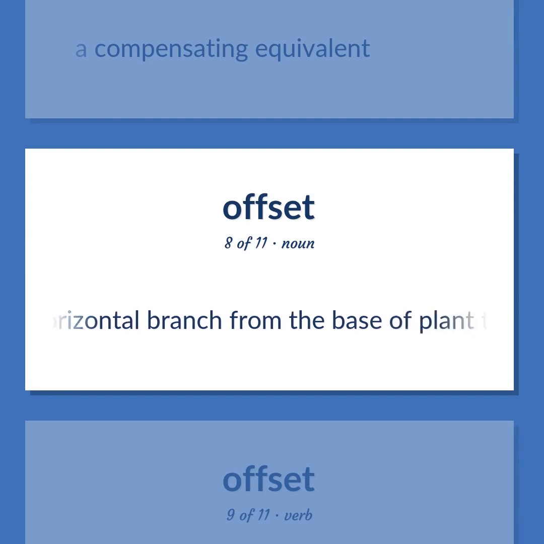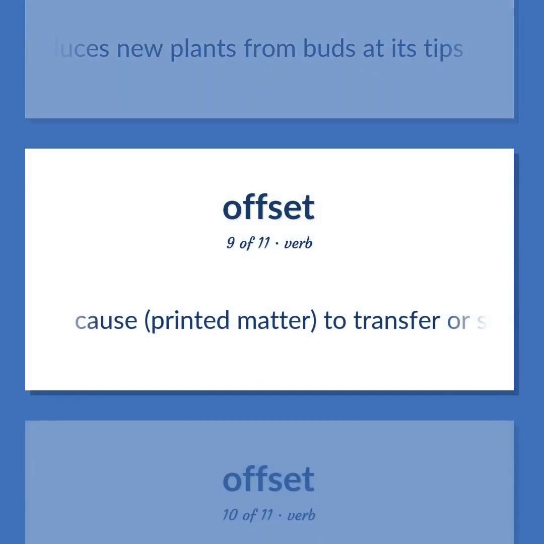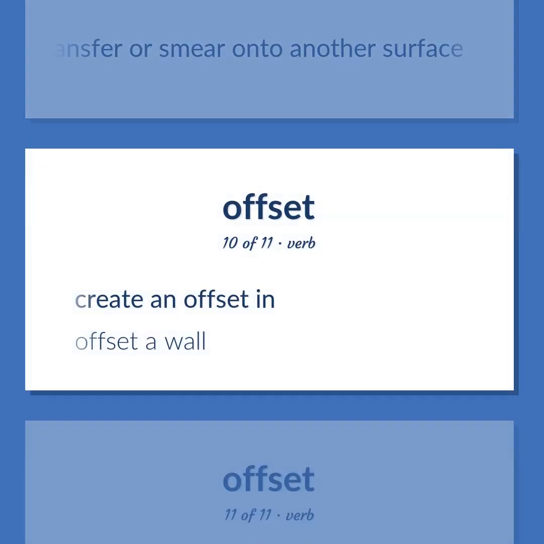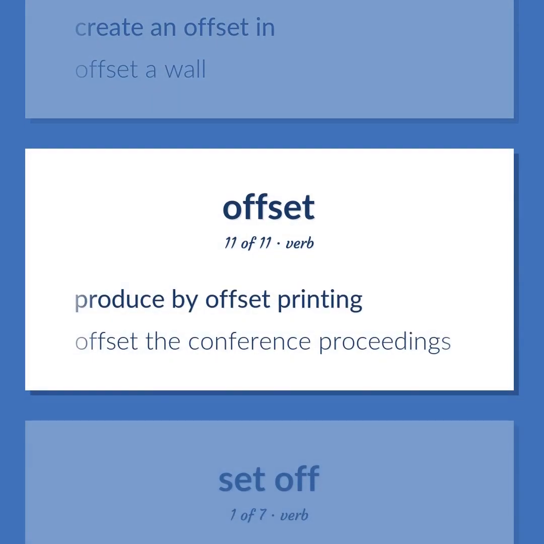A horizontal branch from the base of plant that produces new plants from buds at its tips. Cause printed matter to transfer or smear onto another surface. Create an offset in. Offset a wall. Produce by offset printing. Offset the conference proceedings.